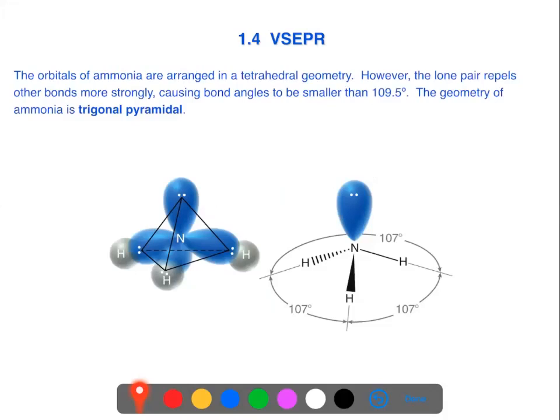Now, if we look to ammonia, which has the molecular formula NH3, it too has a tetrahedral geometry, but there's a distinct difference between ammonia and methane, as we saw in the previous example. In ammonia, there are 3 bonds to the neighboring hydrogen, 3 bonding pairs of electrons, but there's also an orbital around the nitrogen center that contains a non-bonding pair of electrons, shown by these 2 dots.